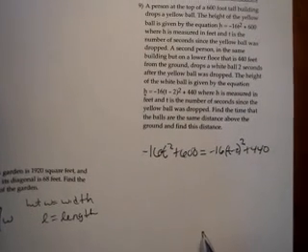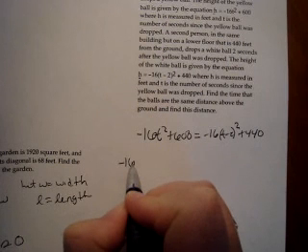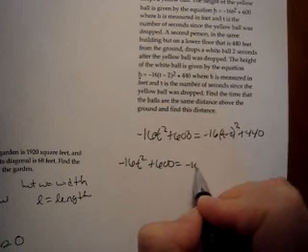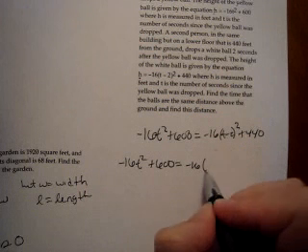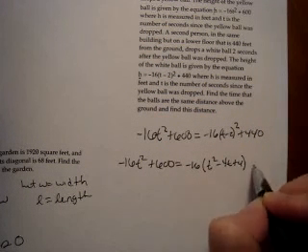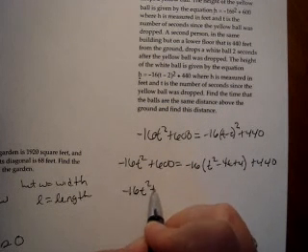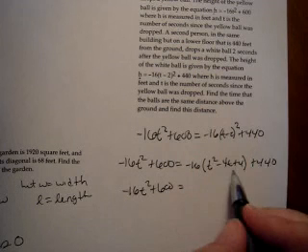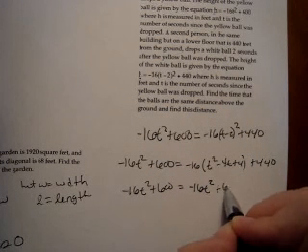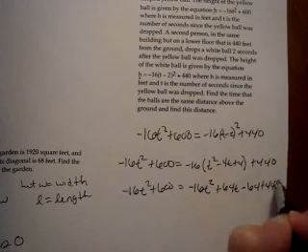Alrighty, let's do some algebra. Negative 16t squared plus 600 is equal to negative 16. Foil out your t minus 2. You're going to get t squared minus 4t plus 4. Then we have plus 440. Okay? Negative 16t squared plus 600 is equal to, distribute, negative 16t squared plus 64t minus 64 plus 440.